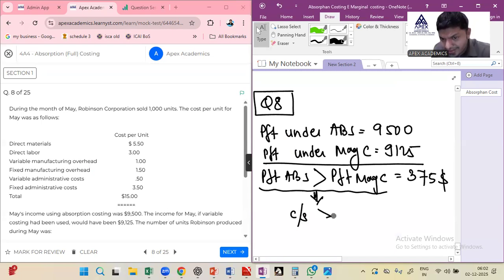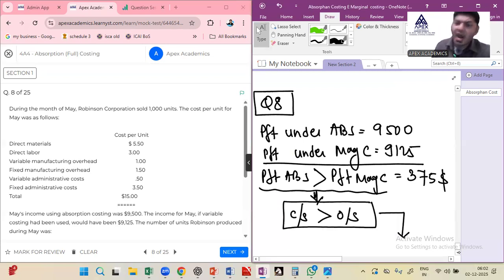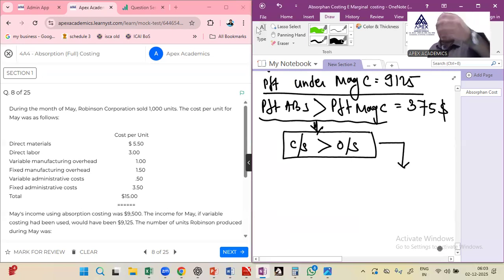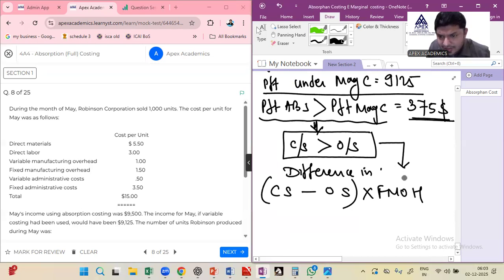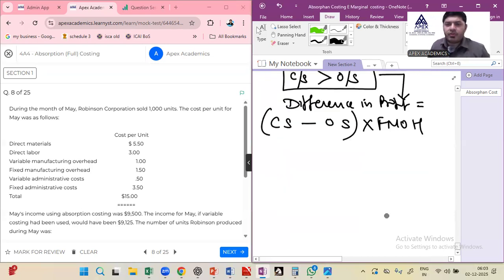closing stock is greater than my opening stock. Then the question arises in the minds of everybody, by how much is the profit going to be more? The answer is it is more by 375. How to calculate? Sir, it is closing stock minus opening stock multiplied by fixed manufacturing overhead. What is this equal to? This is equal to difference in profit.